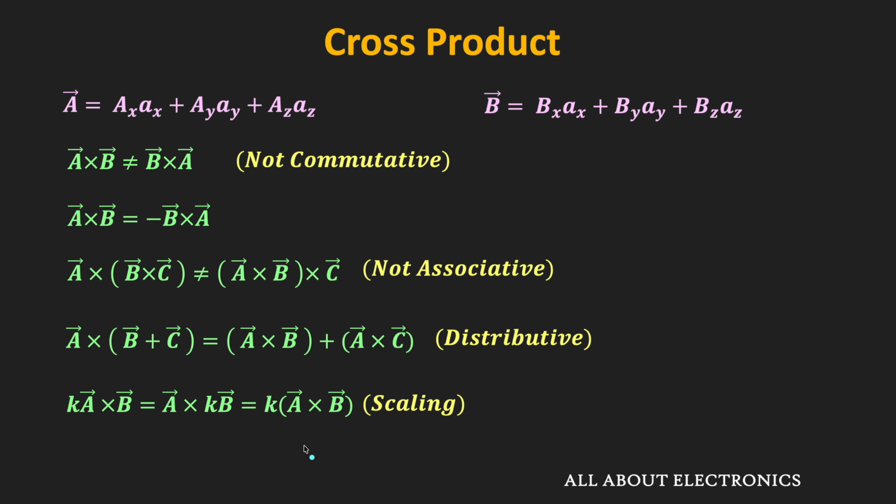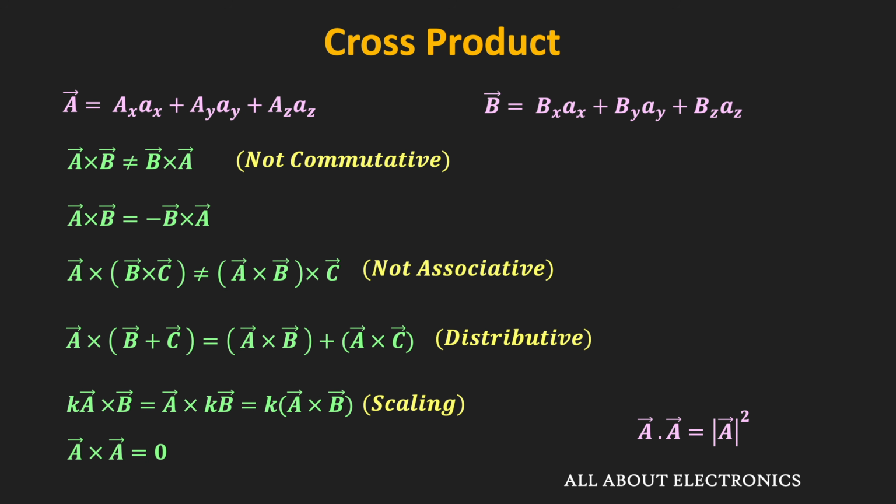And similarly, the cross product also follows the scaling law. That means if we multiply the vector A with some scalar k and then we perform the cross product with B, then the result will be the same as if we perform A cross kB. And since k is a scalar, we can take it out. So we can also write it as k times A cross B. Now another important property of the cross product is that if we multiply the vector with itself, then the result will be equal to 0. On the other hand, in case of the dot product, if we perform A dot A, then we will get A square. But here, this A cross A will be equal to 0.